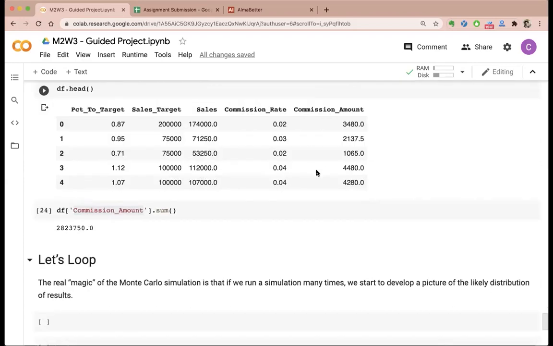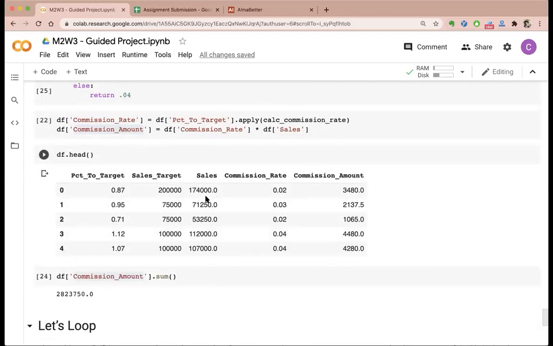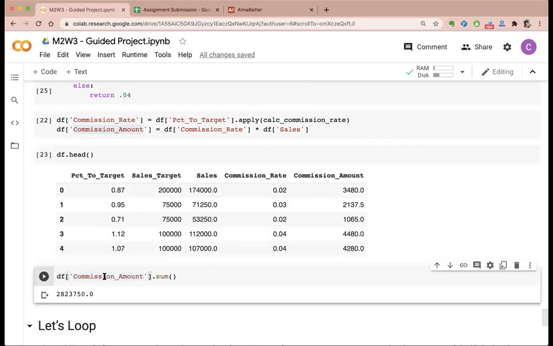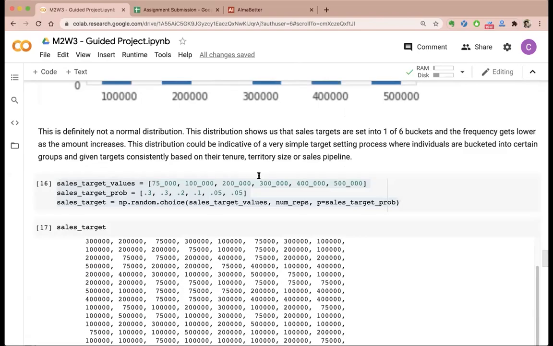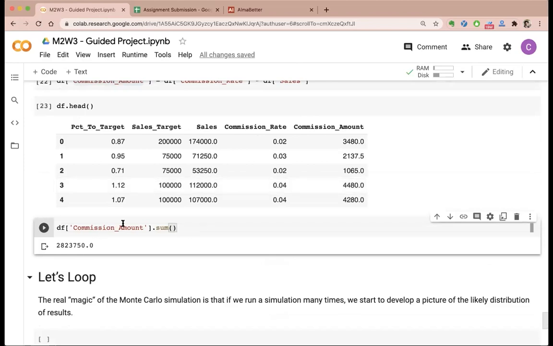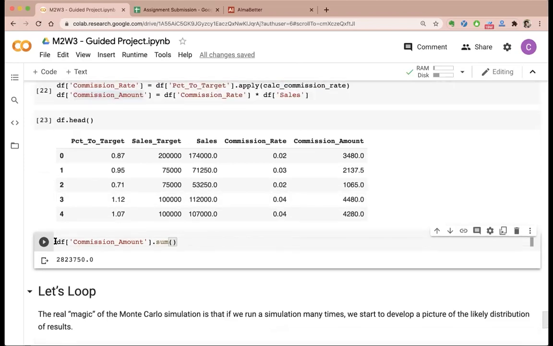So whoever has completed, now this is for one set of values. You calculated commission amount only once, only one iteration. You generated 500 numbers here, 500 numbers here, and calculated the commission amount only once. So can you loop over this entire functionality? Whatever we did till now, copy all the code and loop over it.